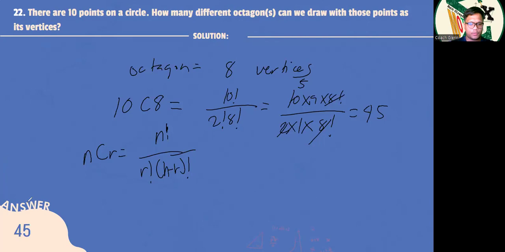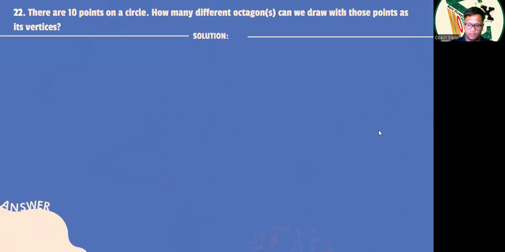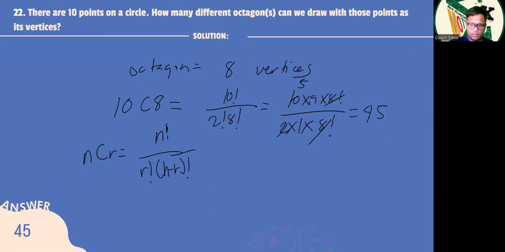Okay, if there are no more questions, then let's have number 23. Given the side lengths of a triangle are 21, 28, and 35. Sir, can I know number 22 answer? What was that? Okay, done.